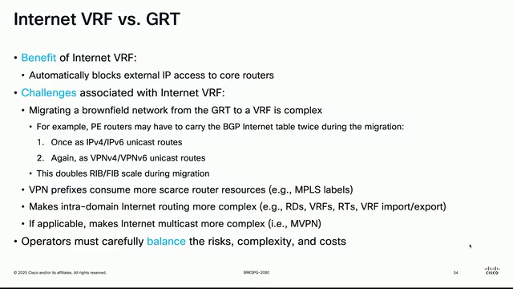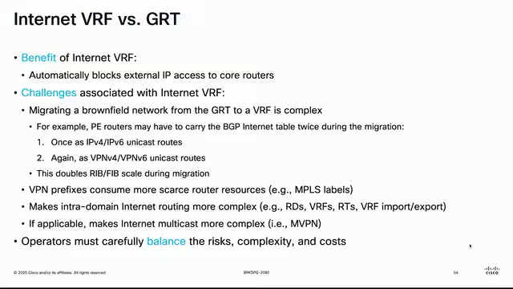Another question or topic that comes up quite a bit is whether internet routing should be run in a VRF or the global routing table, okay? There are pros and cons on each side of the debate, and we have customers running both. Clearly, the key benefit of running internet in a VRF is that it automatically protects core routers. It automatically blocks IP reachability from external sources to core routers.